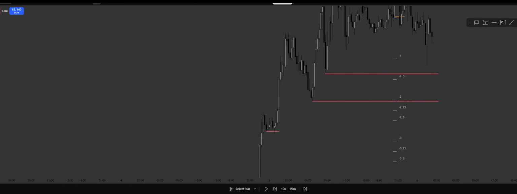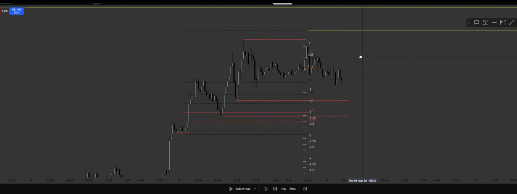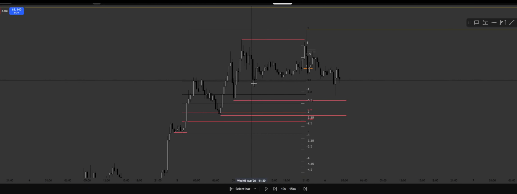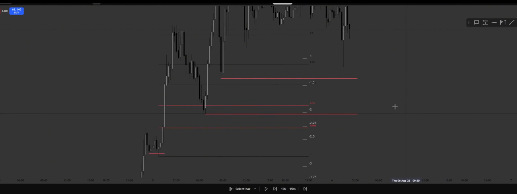What I will then do is, this will be the low of my range. So from this low here to this high, from the low to the high, that gives me my optimal trade entry range, my OTE levels. So looking at my OTE levels, what aligns?